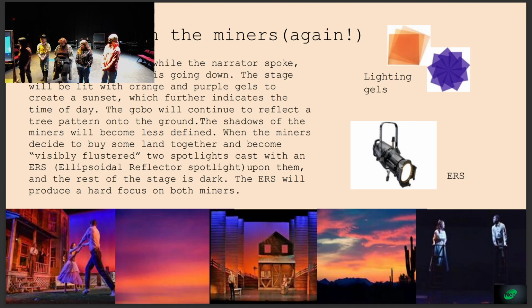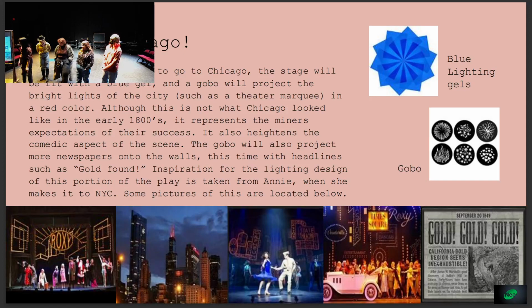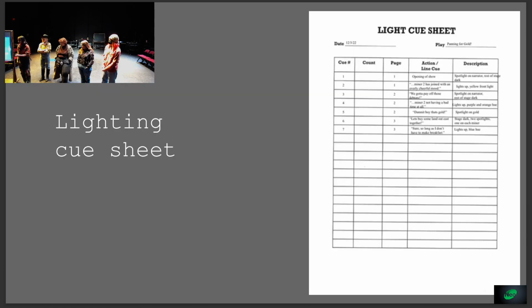And then lights up on the miners again. I wanted to use lighting gels like an orange and a purply blue to make the sunset. And then there's a point in the script where the miners look into each other's eyes, so I was thinking two spotlights, rest is dark. And then Chicago, so that's my inspiration. I wanted to do the background like a skyline of Chicago. That's about it. And then that's my lighting cue sheet.